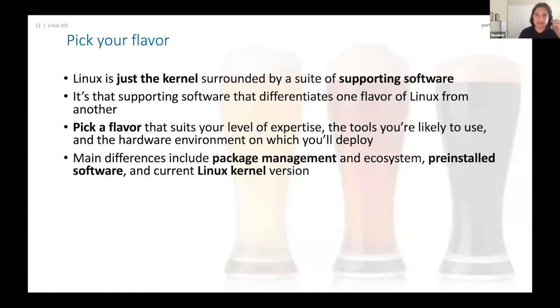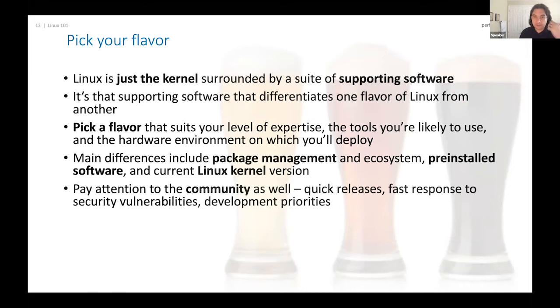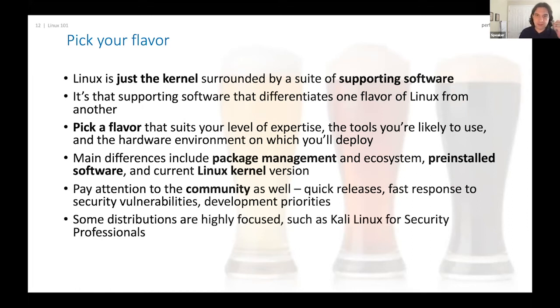What seems easiest to you in terms of installing software? And then of course the kernel version, I go for the newest possible, more security and better performance, that kind of thing. Pay attention to the community, look for quick releases, look for people who have a fast response to security vulnerabilities. Most of the mainstream ones do. If you start with something like Ubuntu or CentOS or Red Hat, you're going to get all of these things.